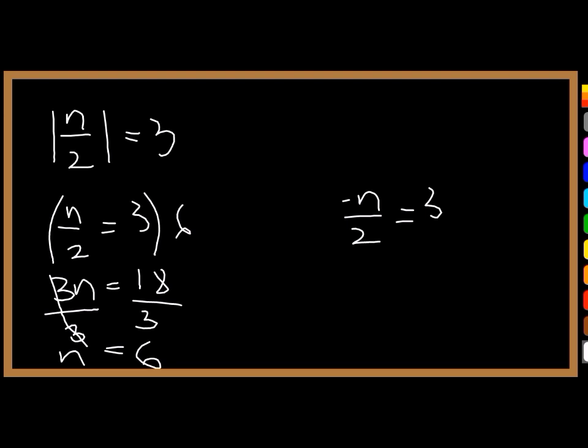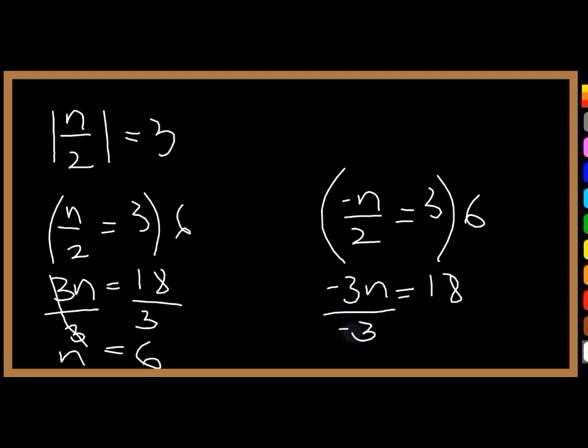So our n is equal to 6. Then the other side: 6 divided by 2 is equal to 3, times negative n is negative 3n, is equal to 6 times 3, which is equal to 18. Then let's divide both sides by negative 3. So our n is equal to negative 6. So solving both equations leads to two answers, which is n is equal to 6 and negative 6.